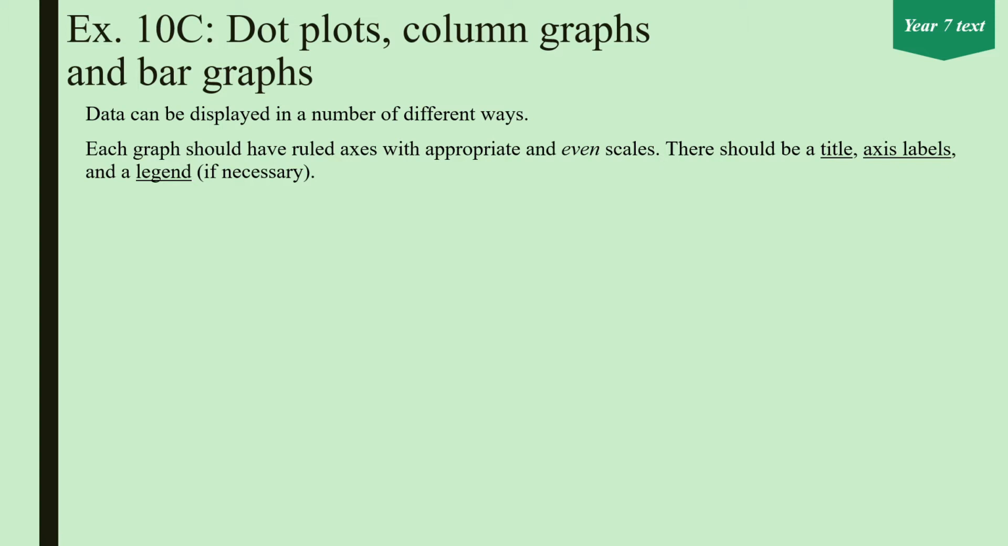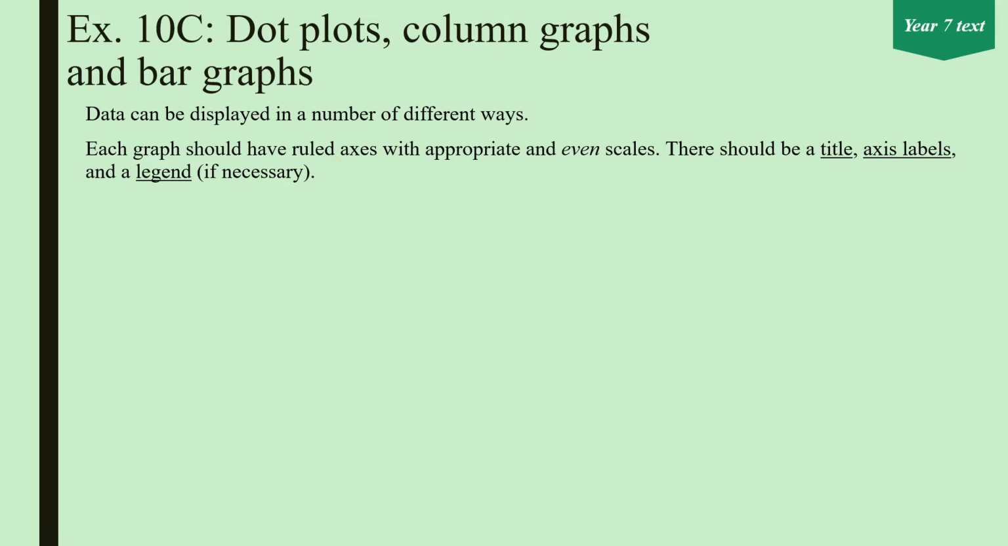So we can display data in different ways, depending sometimes on the type of data that we have. What's important is that when we're plotting data in the form of a graph, we're using a ruler, okay? We're trying to keep things nice and evenly spaced. And we like to put a title, we like to put labels, and we like to put a legend if that's required. So sometimes we don't need a legend.